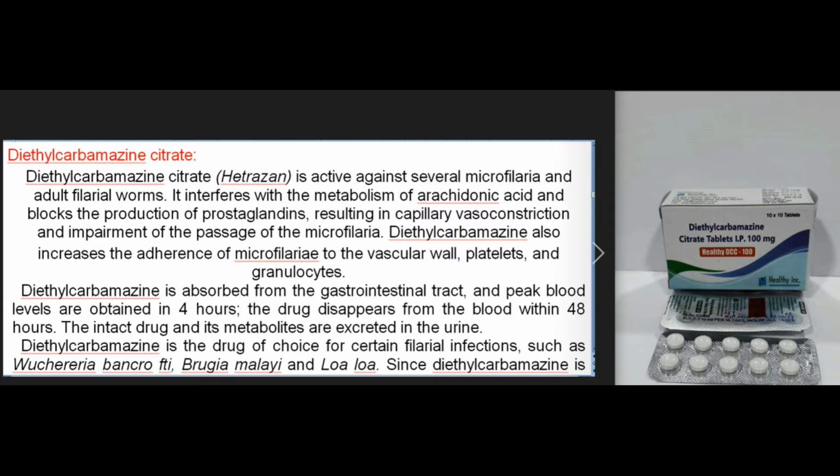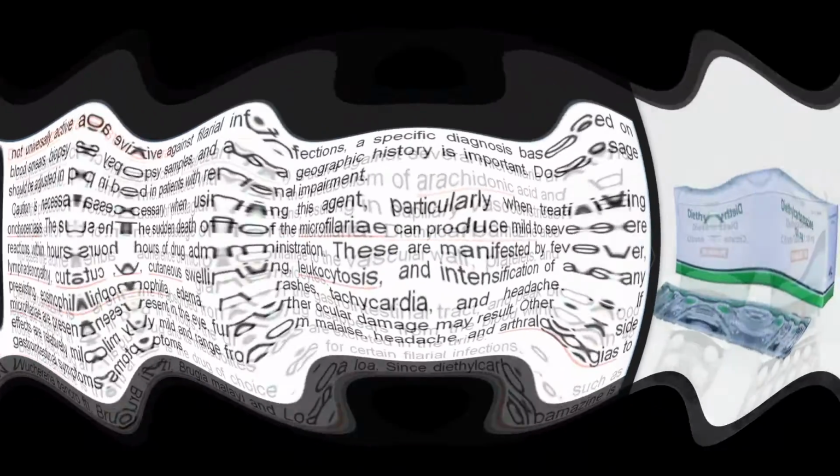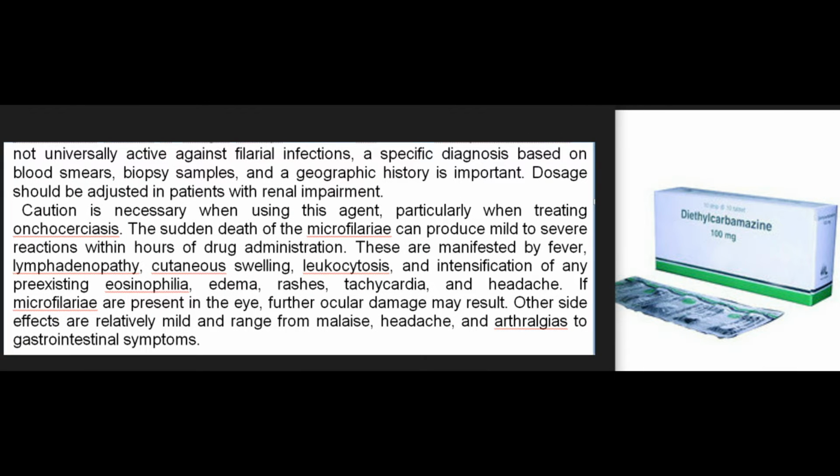Diethylcarbamazine is absorbed from the gastrointestinal tract, and peak blood levels are obtained in 4 hours. The drug disappears from the blood within 48 hours. The intact drug and its metabolites are excreted in the urine. Diethylcarbamazine is the drug of choice for certain filarial infections, such as Wuchereria bancrofti, Brugia malayi, and Loa loa. Since diethylcarbamazine is not universally active against filarial infections, a specific diagnosis based on blood smears, biopsy samples, and a geographic history is important.